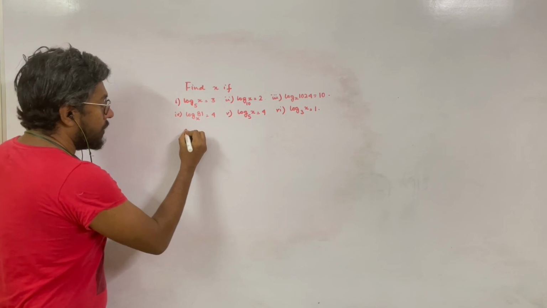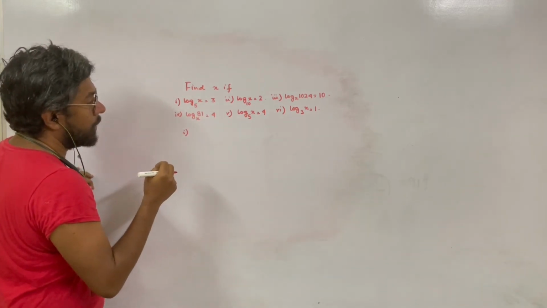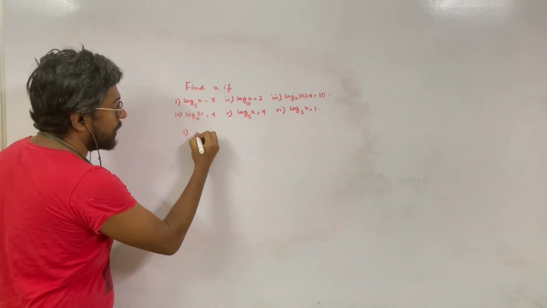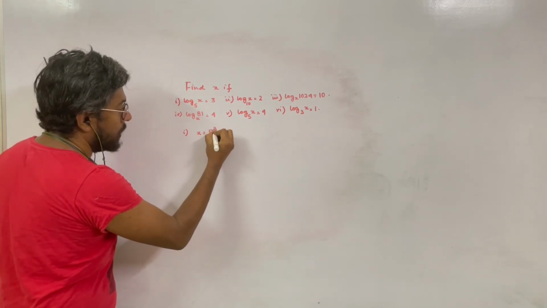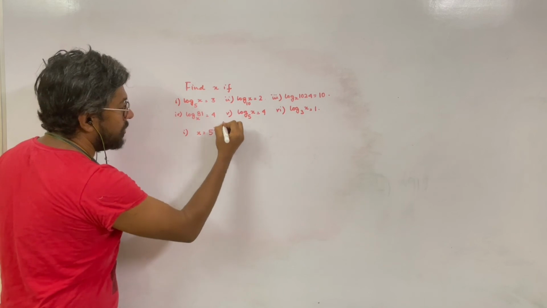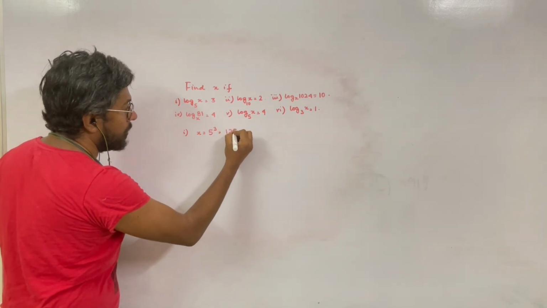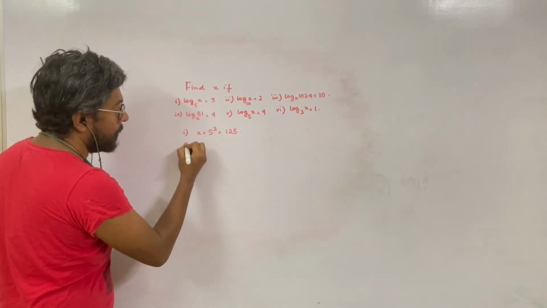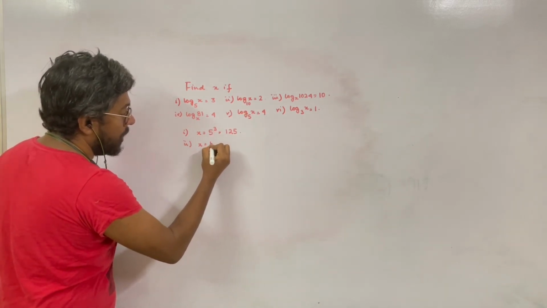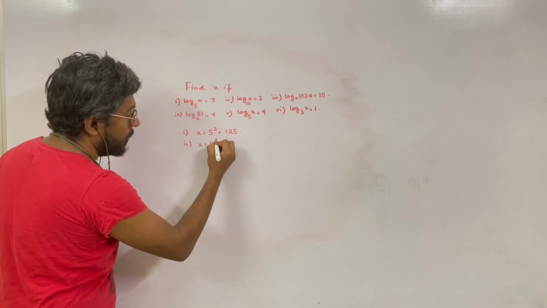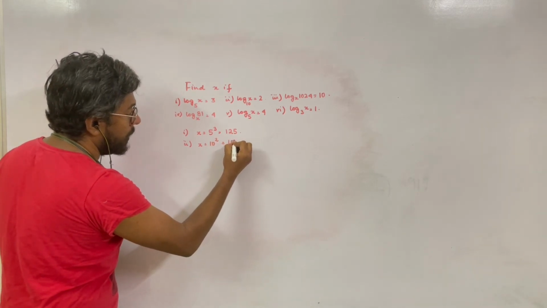In these kinds of sums, we have been given logarithmic terms. We need to first convert them into exponential forms to get the answer. So x would be equal to 5 cube, which is 125. In the second sum, the base to the power 2, so it will be 100.